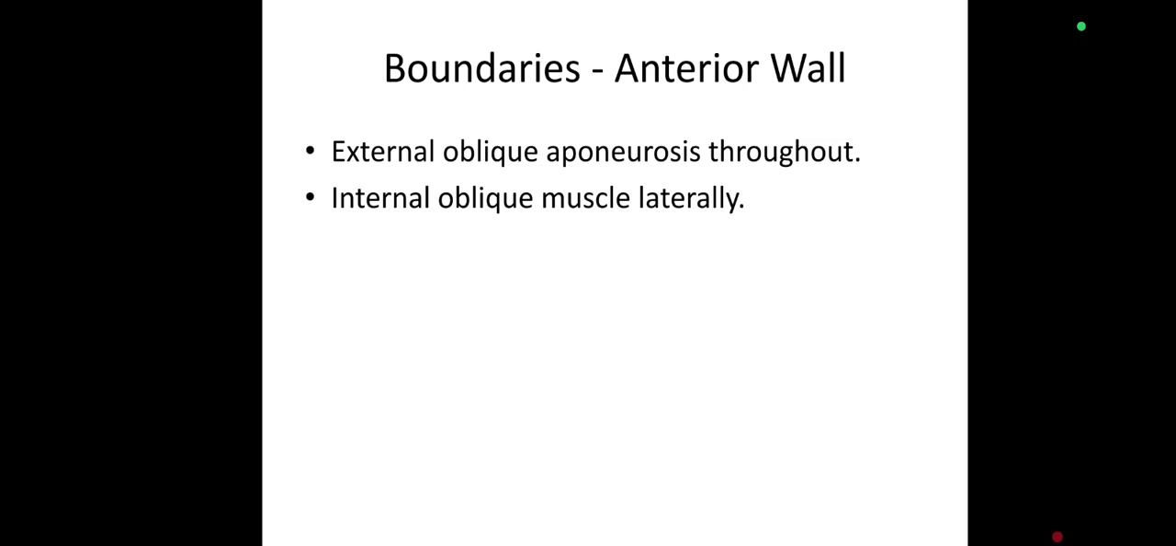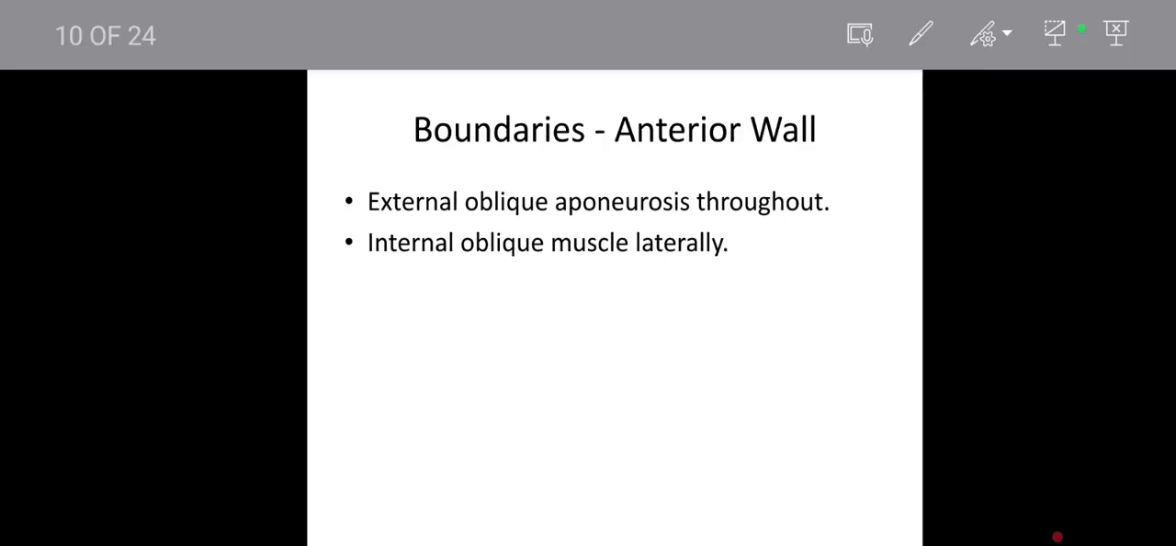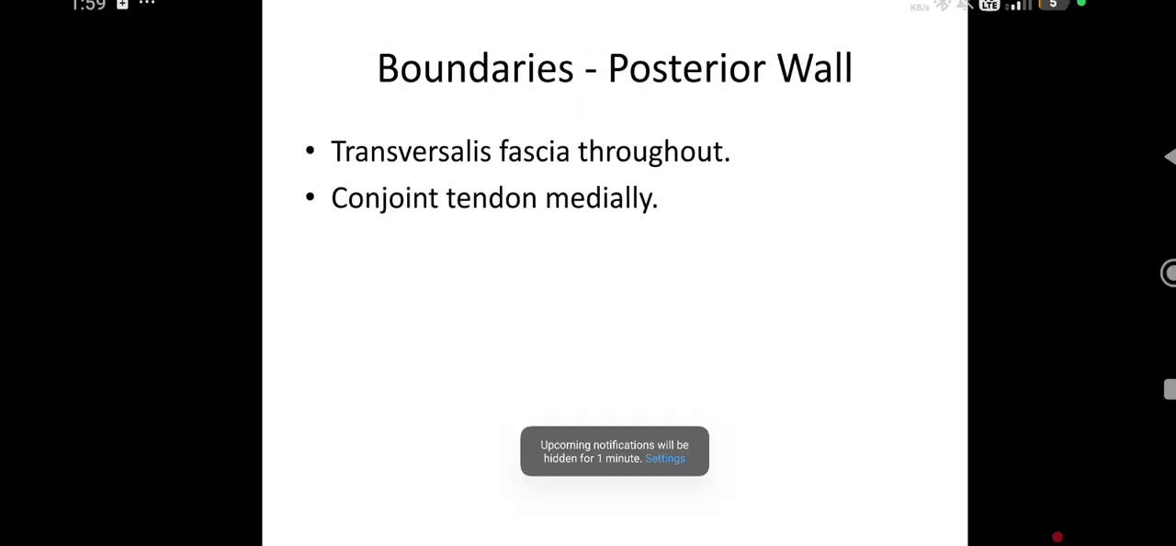So the anterior wall contains external oblique aponeurosis throughout, and laterally it contains internal oblique muscle. So these are the associated structures of the anterior wall, not a content. This is the associated structure of the anterior wall of the inguinal canal.